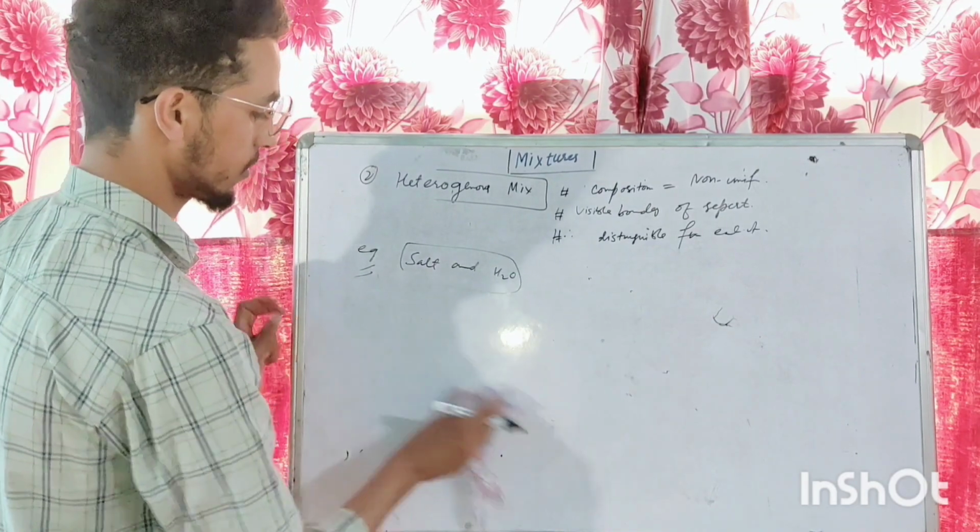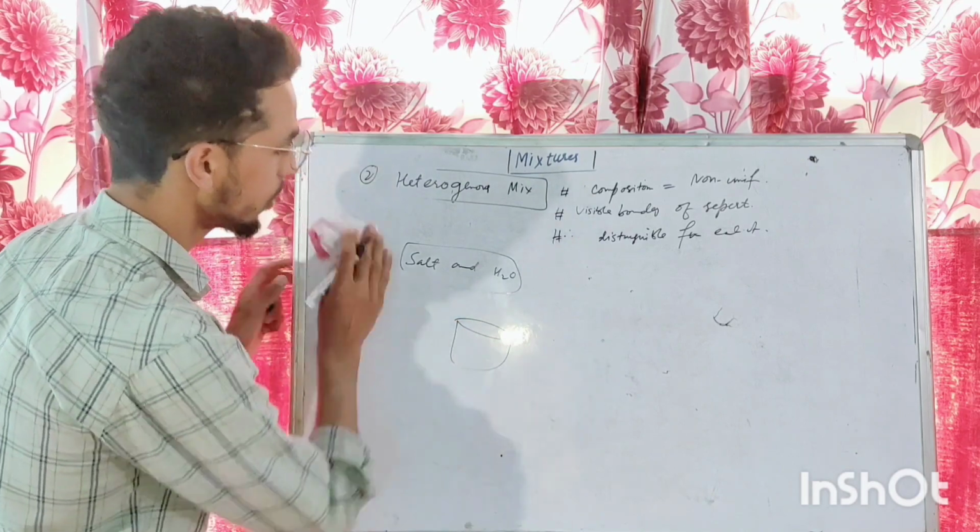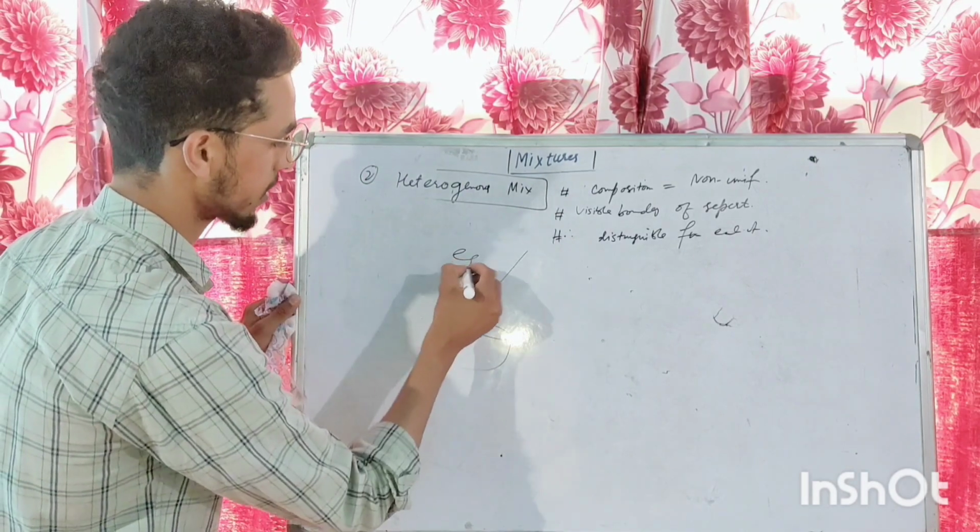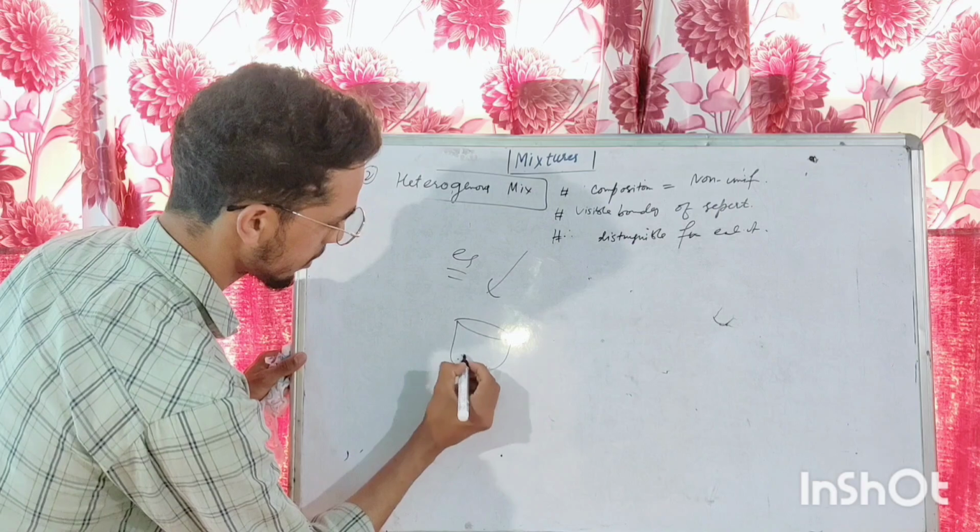Now coming to the example of heterogeneous mixtures. Here, as an example of heterogeneous, we can take sand and water.